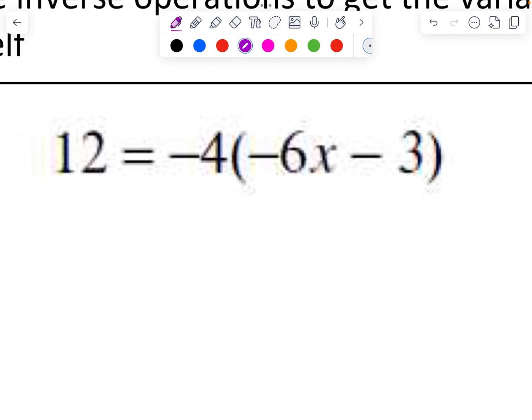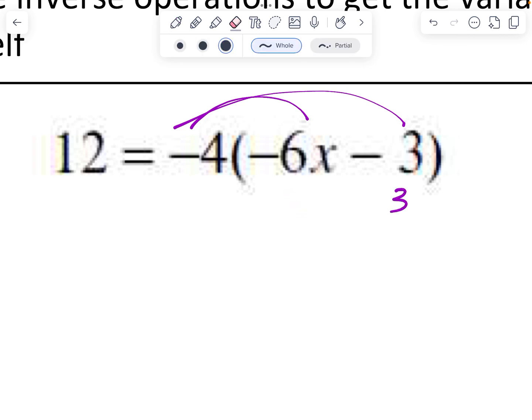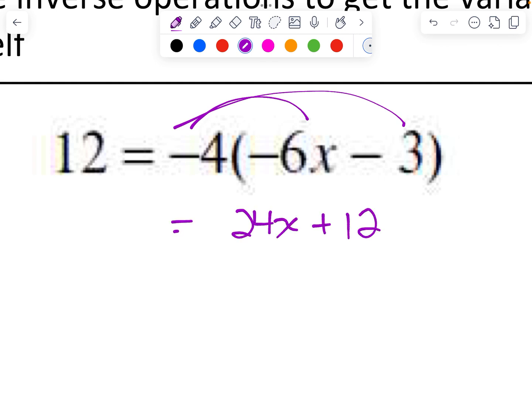And I look at this next one. I could divide by negative 4 first. That's an option. The other thing that I could do is to multiply both of these things by negative 4. If we think of this as like 6 plus 3, you would multiply both the 6 and the 3 by the 4. So we're going to multiply both those things, because there's two terms, by the negative 4. So when I do that, I'm left with 24x plus 12 equals 12.